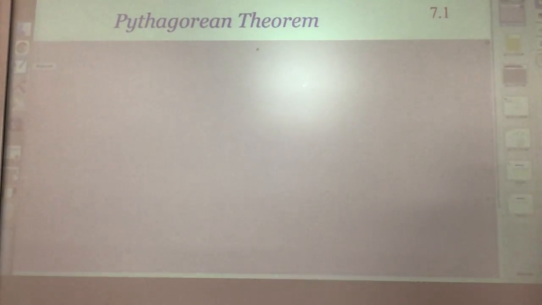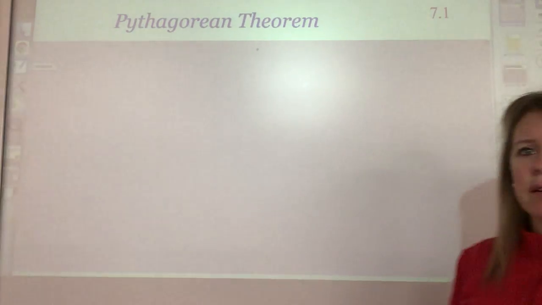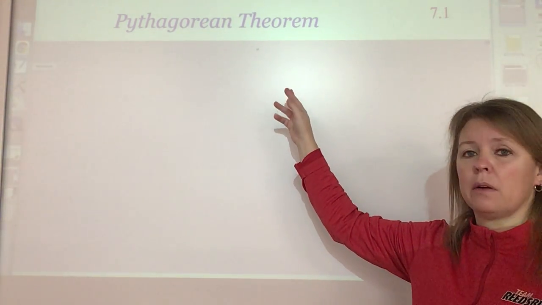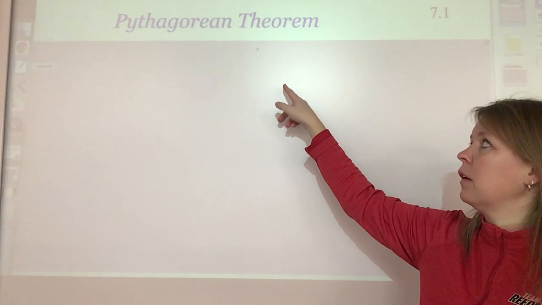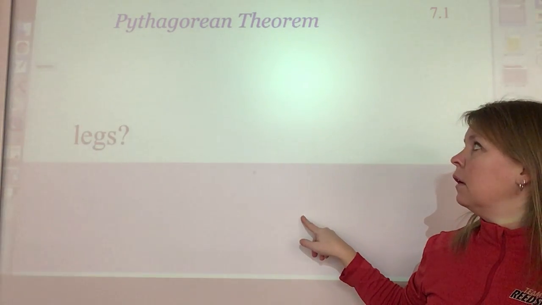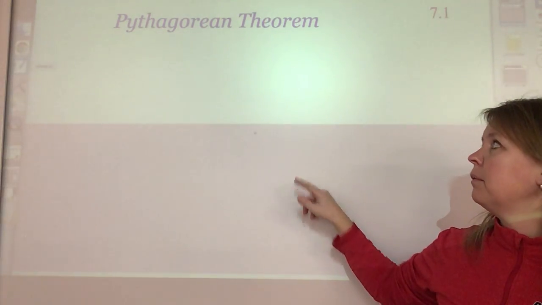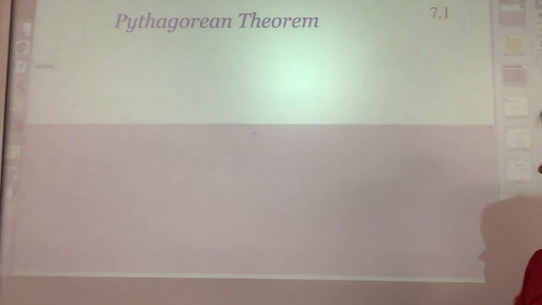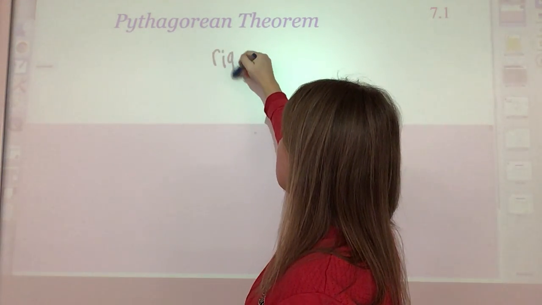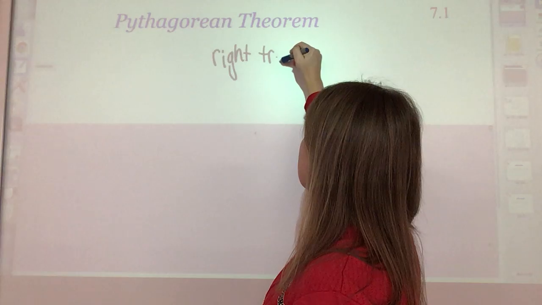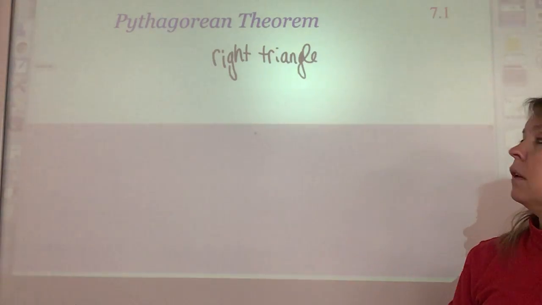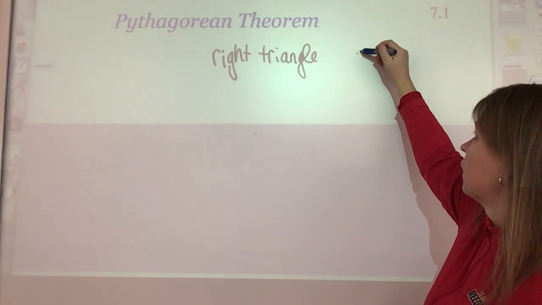Okay, here's section 7.1, a title that you're hopefully familiar with, at least maybe in words. Maybe you don't remember the whole theorem, but Pythagorean theorem, named after Pythagoras. If you're talking about the Pythagorean theorem, you have to have a few things. Number one, it has to be a right triangle. If it's not a right triangle, the Pythagorean theorem doesn't work.